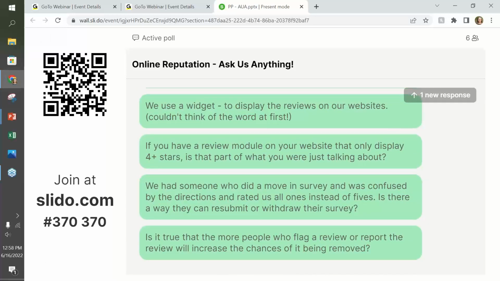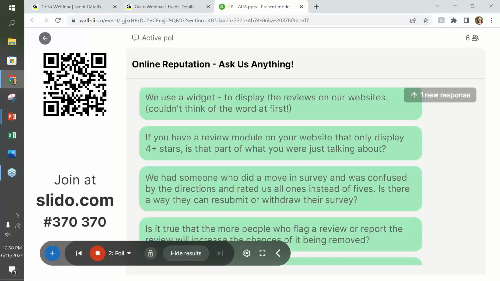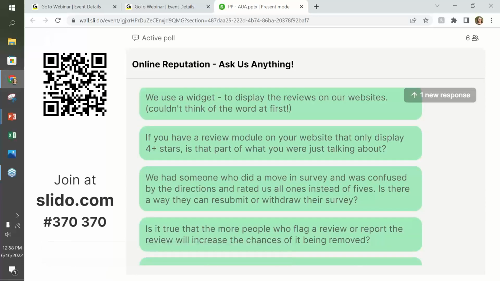We had someone who did a move-in survey and was confused by the directions. Yes, this happens. It doesn't happen often, but it does happen on surveys, because some people rush through things. Is there a way that they can resubmit? Unfortunately, if it's a Satisfaxs survey, and I'm pretty sure this goes for all of them, once it's locked into the vault, it's locked into the vault. But a one-star survey factors very little in the grand scheme of things.